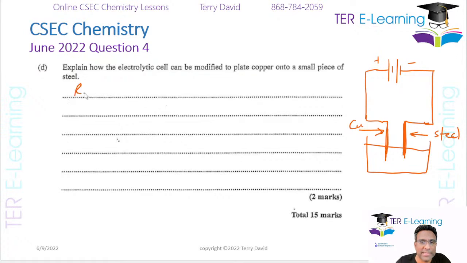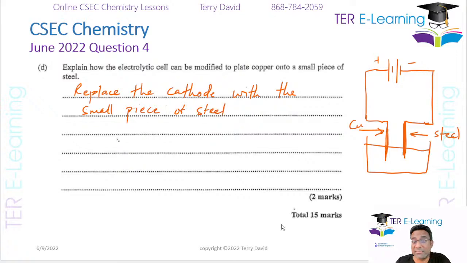So replace the cathode with the small piece of steel. That's it. That's all we need to say there.